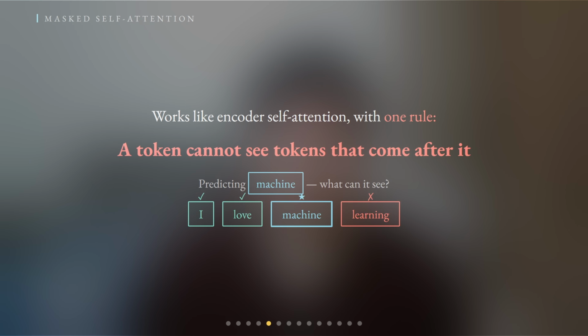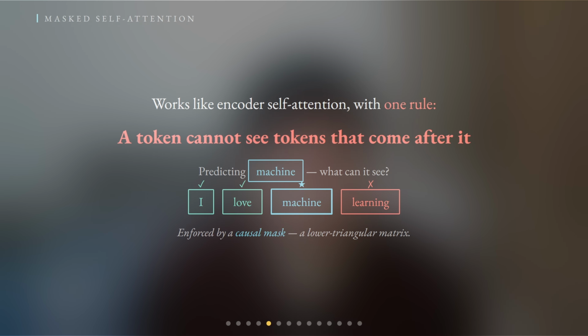Let us make this concrete. While the model is predicting what comes after "love", it can see "I" and "love". Those are the past. It sees itself in the current position, "machine", but it cannot see "learning". That token is in the future. The model must predict it, not copy it. This rule is not enforced by magic. It is enforced mathematically using something called a causal mask. It is a simple but powerful mechanism.